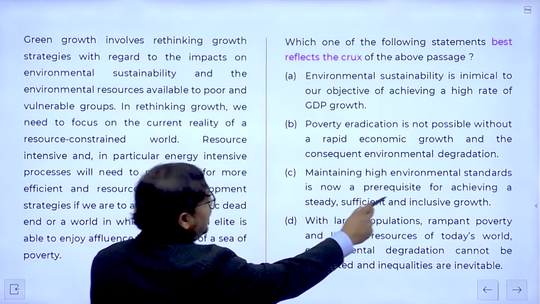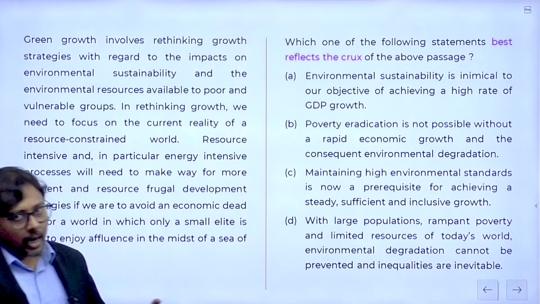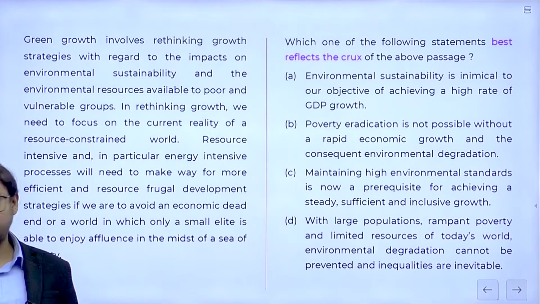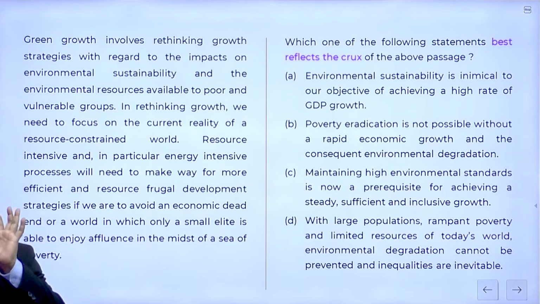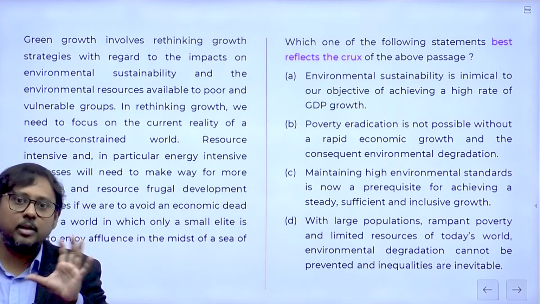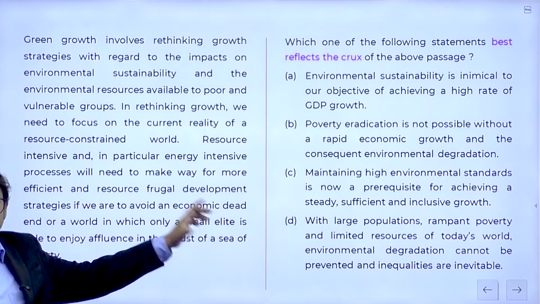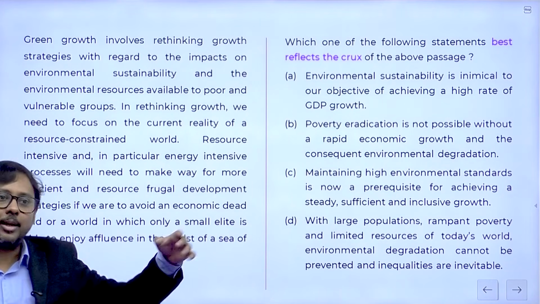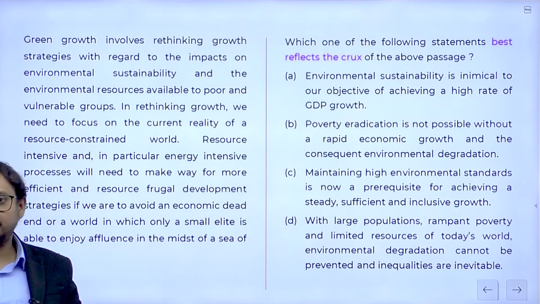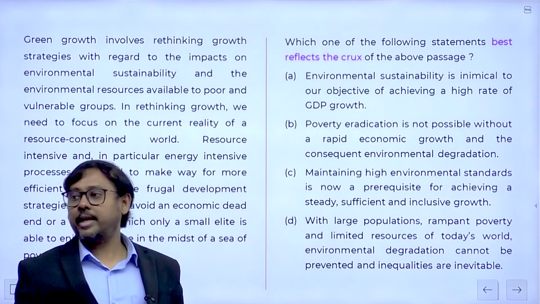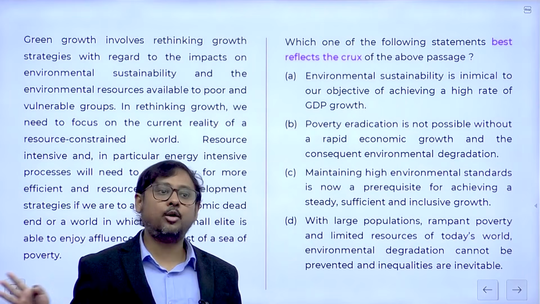Now, maintaining high environmental standard. Again, resource efficiency, I can think of that, right? So you have to understand that the crux will be nearer to your summary. Whatever the option is, you have made the summary, it will be nearer to the summary. देखो exact हम नहीं कर पाओगे. It's not possible. And hence it is very important when you read the passage, don't see the options.